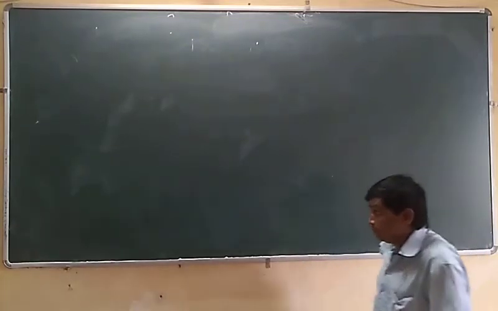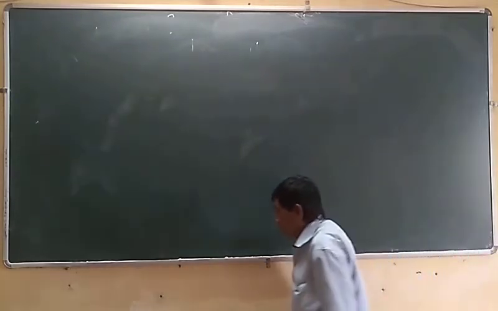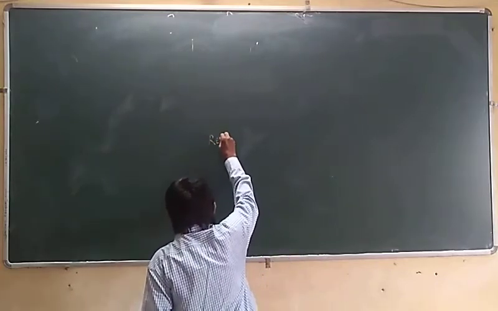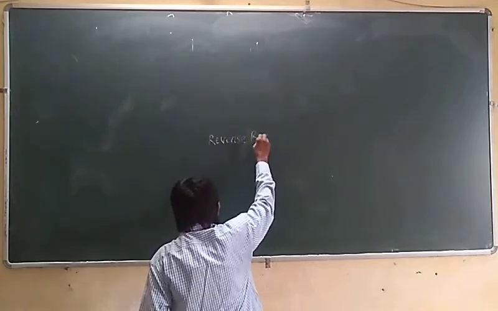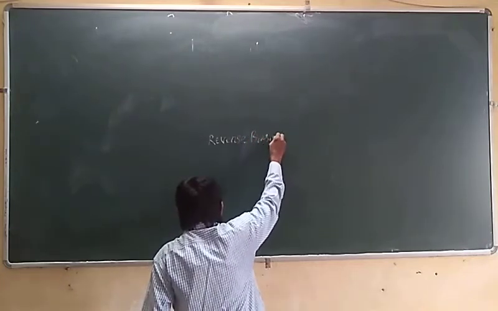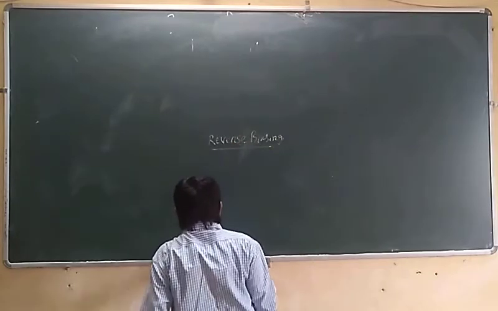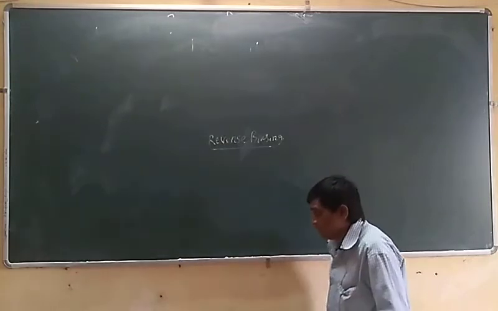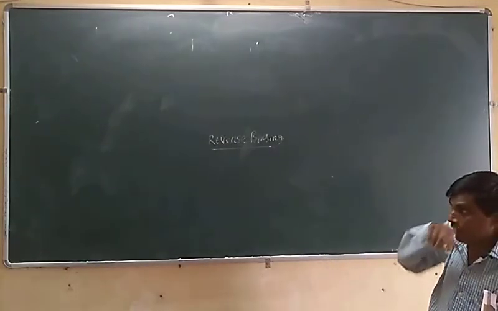Now, next we discussed reverse biasing. Reverse biasing is the opposite of forward biasing of a PN junction diode.